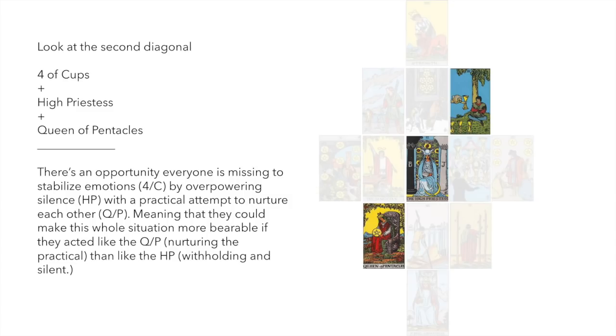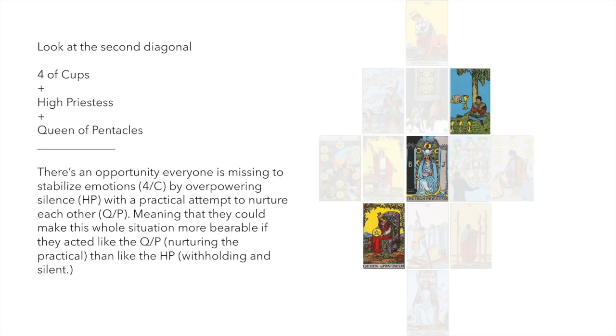So we get the image of the opportunity being missed, but we also get the combination of 4 as stability and cups as emotions. So you can add a lot of layers by learning different systems and playing with them. The Four of Cups doesn't just have to be apathy or missing an opportunity, etc. It can also add the layer of numerology so that they're missing an opportunity to stabilize emotions. So we can pull on those things when we need them.